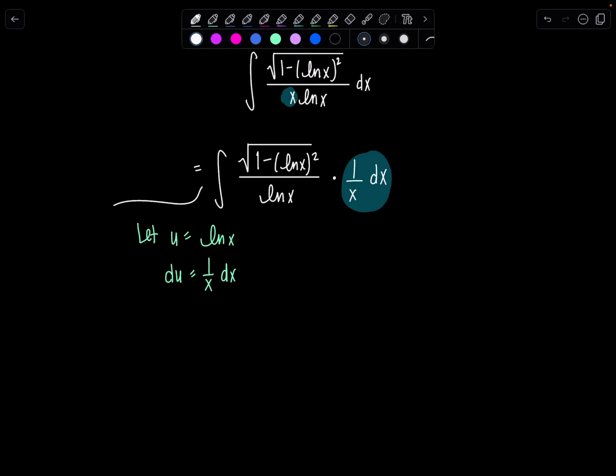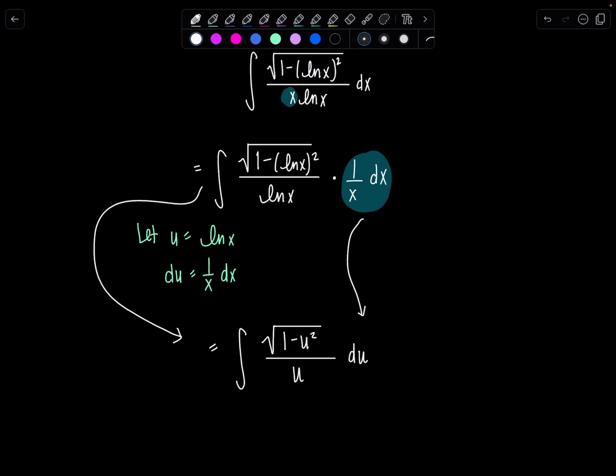So now, replacing all of my natural log of x's with u, in the numerator, we'll have the square root of 1 minus u squared. The denominator becomes just u, and then this 1 over x dx is du. How are we doing? Good?